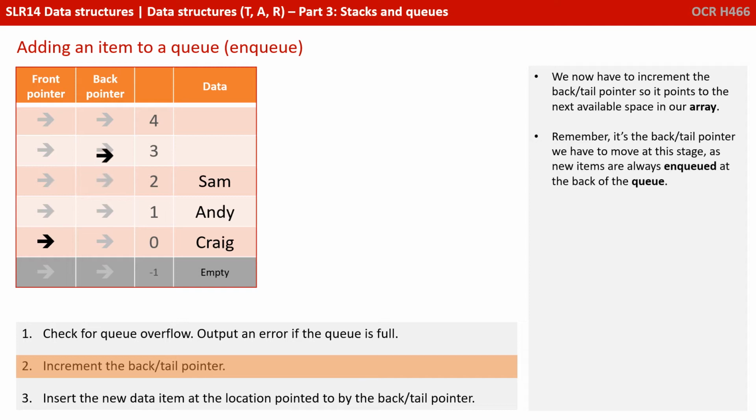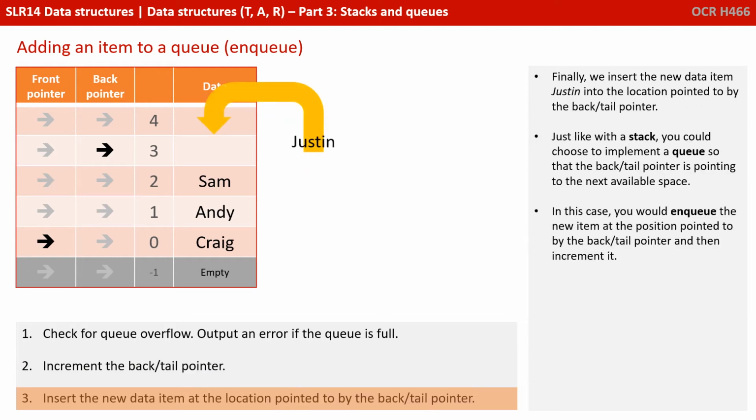We now have to increment the back or tail pointer so it points to the next available space in our array. Remember, it's the back or tail pointer we have to move at this stage, as new items are always enqueued at the back of a queue. No queue jumping here. Finally, we insert the new data item Justin into the location pointed to by our back or tail pointer.